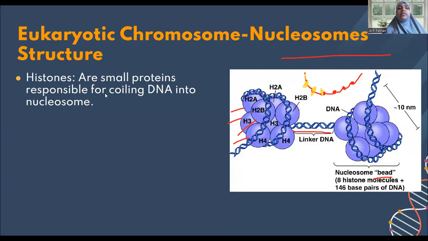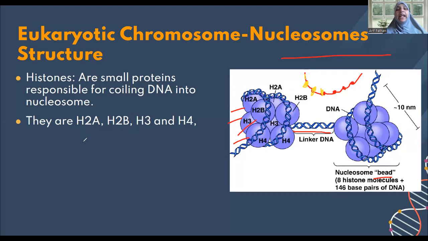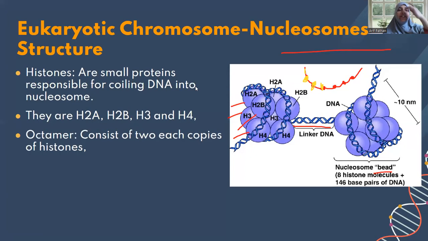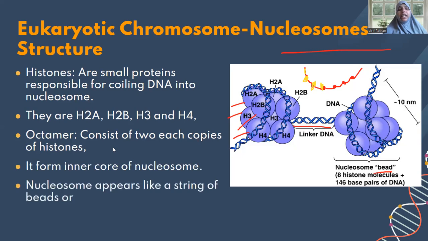So these are small proteins responsible for coiling DNA into the nucleosome. The naming is H2A, H2B, H3 and H4, 2 of each. So this makes 8 in total: 2 of H2A, 2 of H2B, 2 of H3 and 2 of H4. You can see 2 H4, 2 H3, 2 H2B in the front and 2 H2A. Okay, so this makes 8 molecules of histone, which is known as an octamer. This is the inner core of the nucleosome, and around this the DNA will wrap.